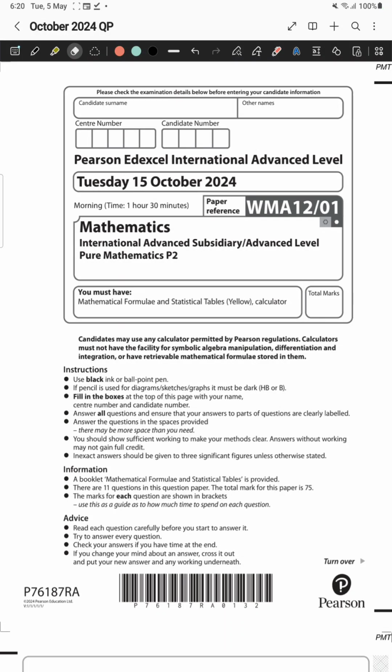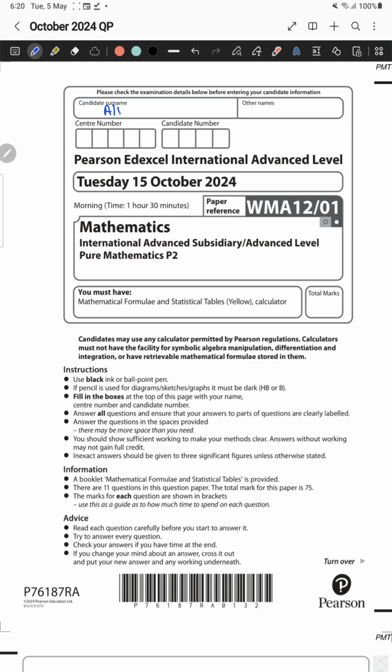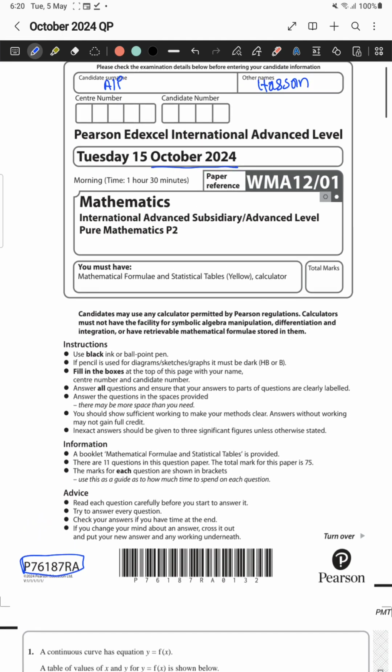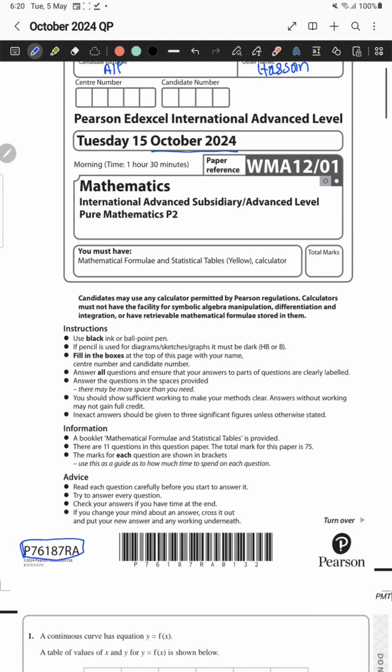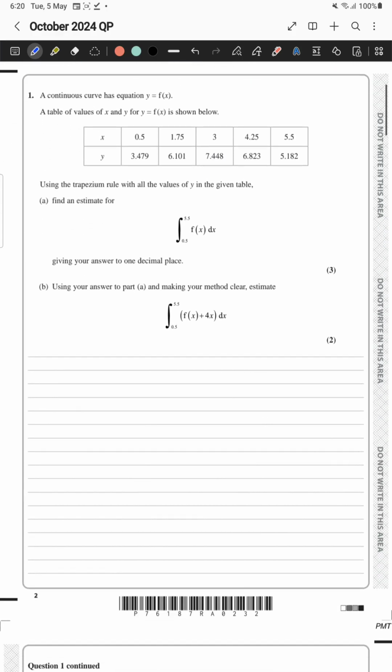Good morning, everybody. Here I have an IAL past paper. It's October 2024, regional paper. Here's the paper code, and it's Pure 2. IAL Mathematics, Pure 1. There are going to be 11 questions in this paper. So let's begin with the first question.